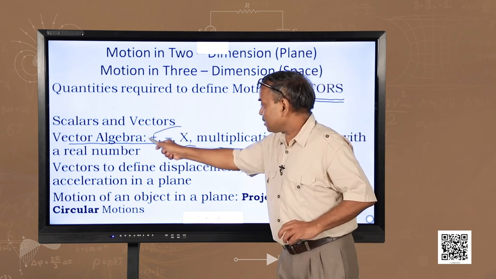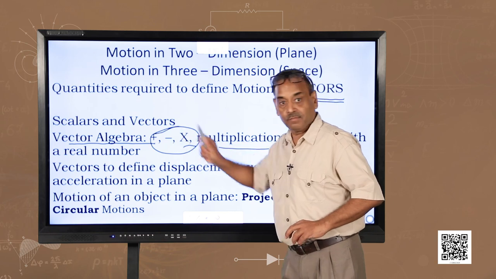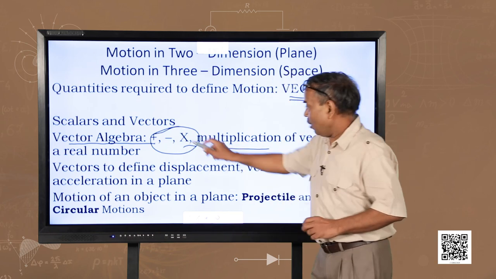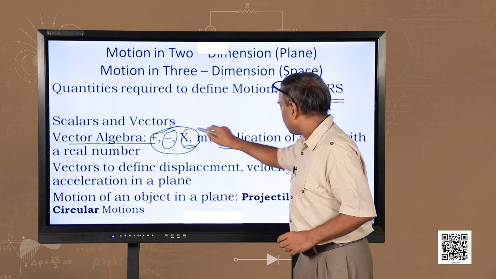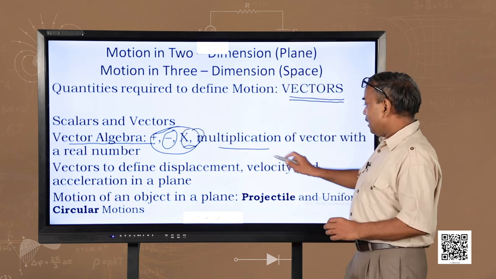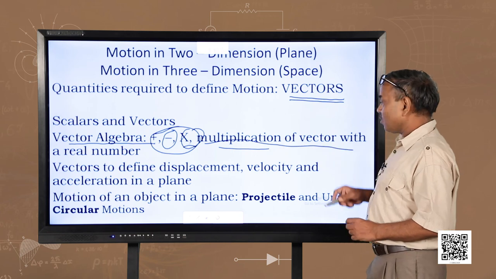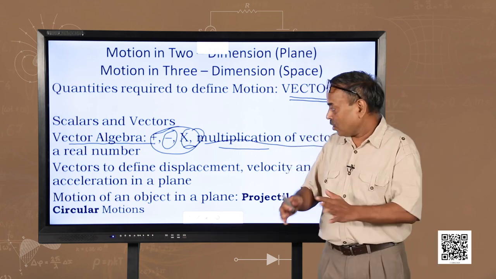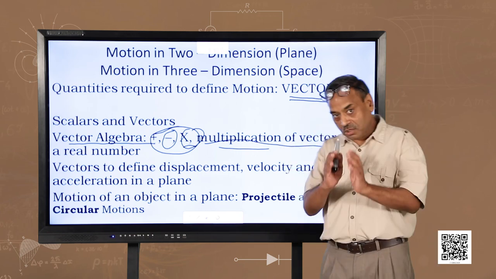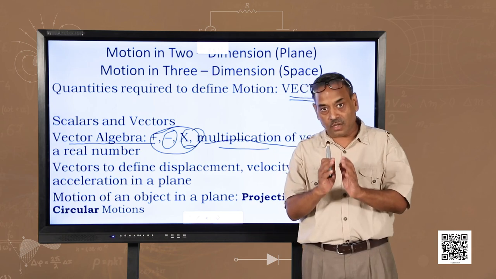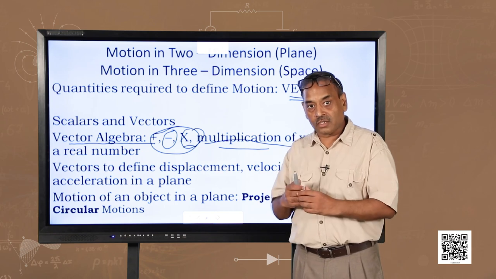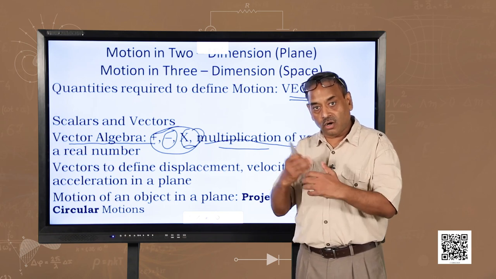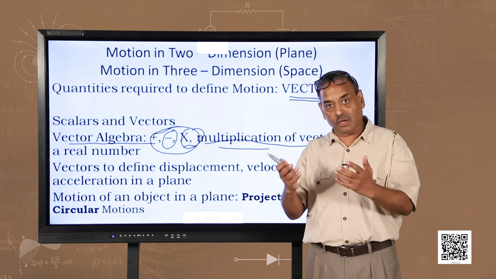We need a different algebra, which is called vector algebra. I will be discussing how we add two vector quantities, how we subtract two vector quantities, how we multiply two vector quantities, etcetera, and how we multiply a vector quantity with a real number. This all I will be doing later, but have you understood? I am sure you must have understood by now why we define a new set of physical quantities called vector quantities, and these are different from scalar quantities.